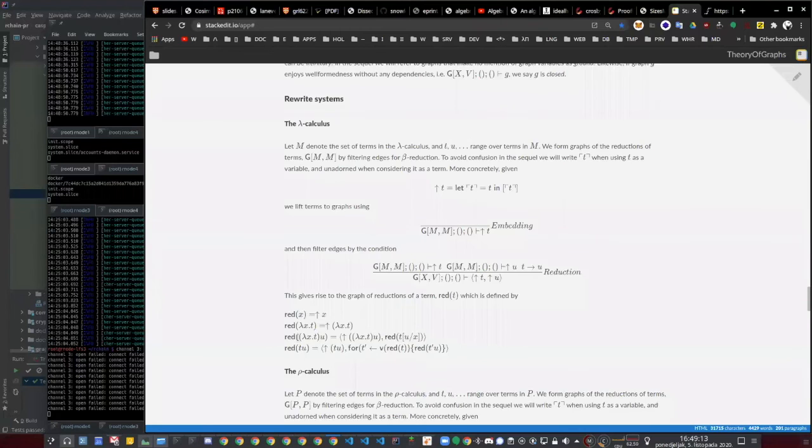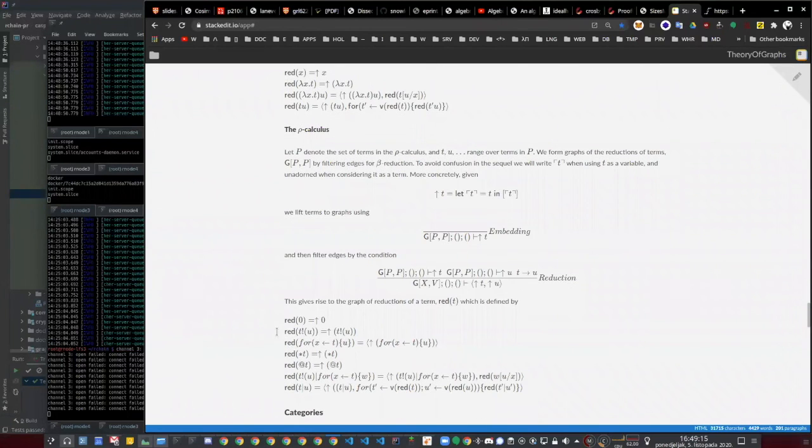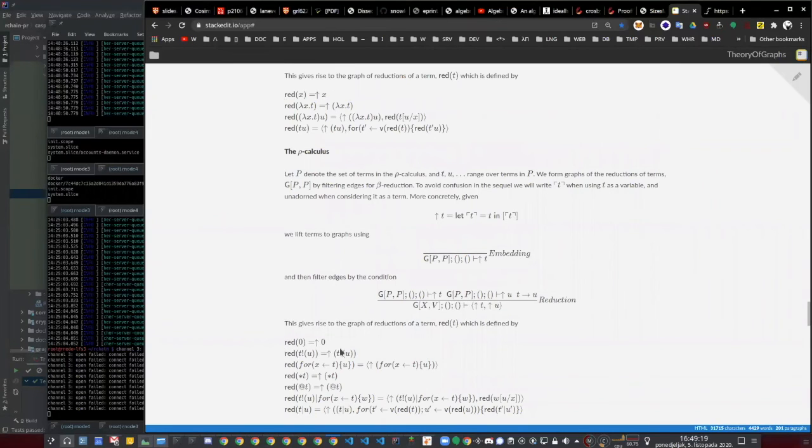I'm sharing my screen, and here is both lambda calculus and rho calculus. And I'm not sure. I think you presented lambda calculus, and I tried to do it with rho calculus. And I was not sure that I'm doing the right thing, so I just wanted to ask you. I mean, all that does is it encodes the syntax tree as a graph.